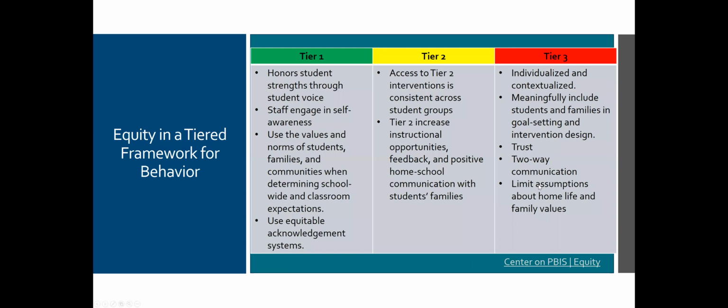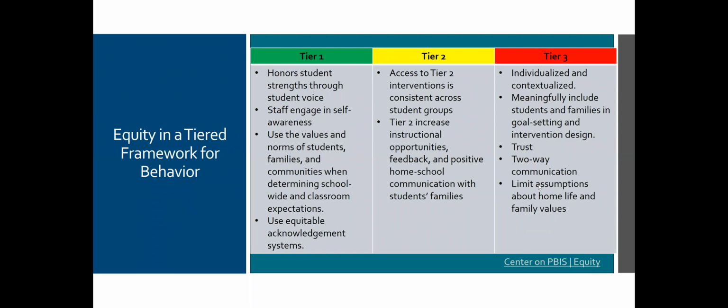So, again, when we think about the tiered structure or the tiered framework for behavior, what we would see through an equity lens, again, comes from the Center on PBIS. So, at tier one, that universal level, we're honoring student strengths through their voice, not just telling them what we're going to do, but actually having that two-way communication where they're informing our practice as well. Our staff is engaging in self awareness. So, understanding those implicit biases that we all have, understanding the different powers that we all have, and how that impacts how we show up in discipline and how we think discipline should be handled.